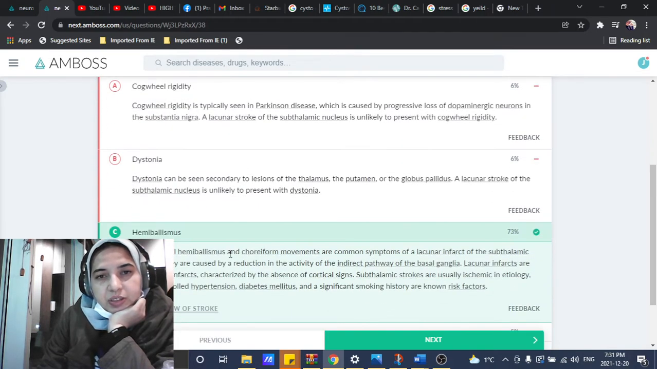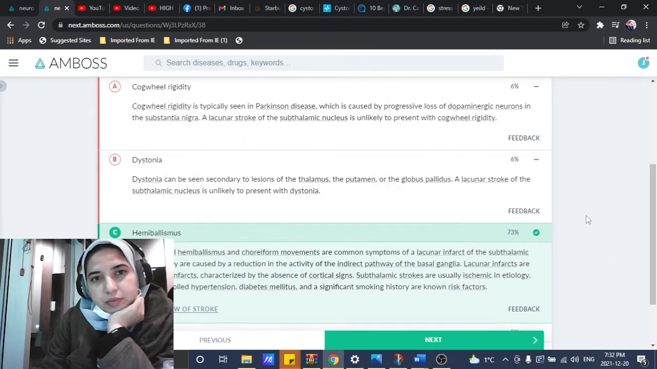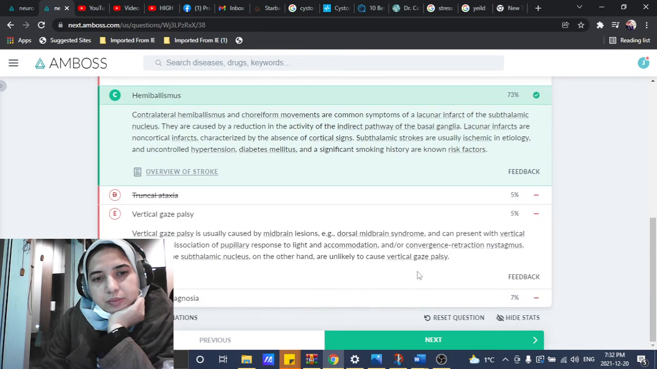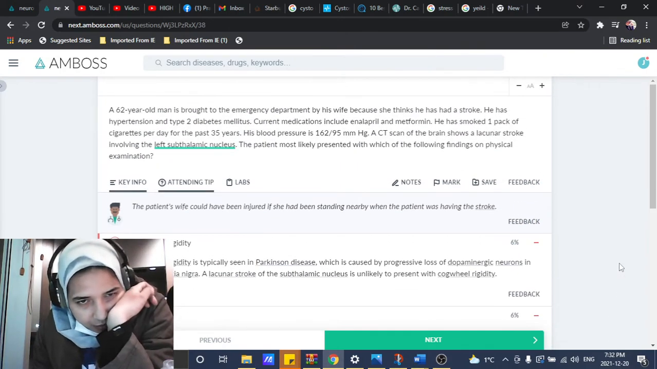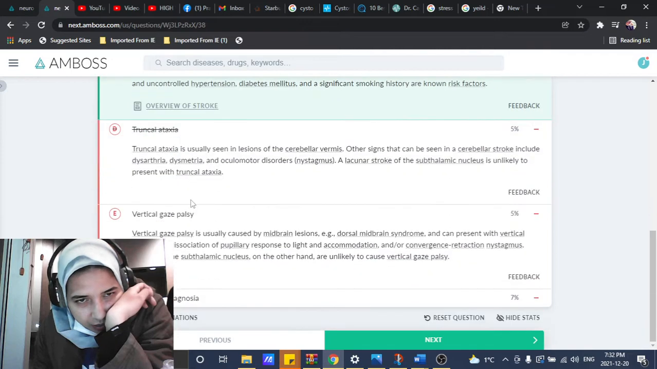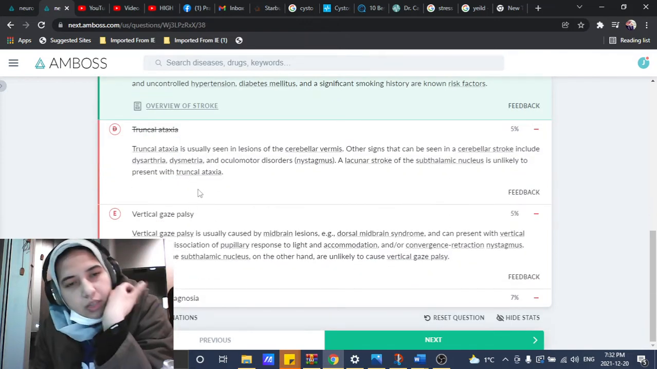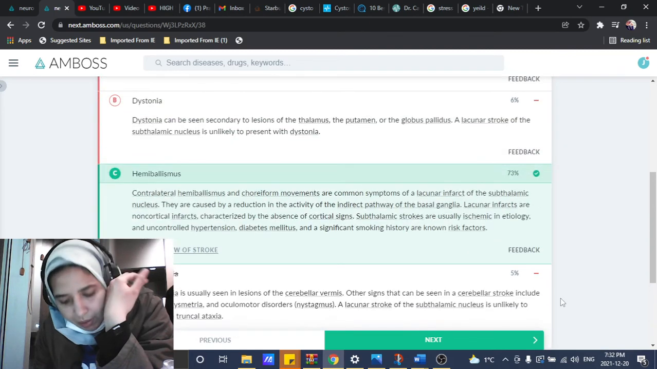Cogwheel rigidity is typically seen in Parkinson's disease. Vertical gaze palsy. What was I going to pick before I got the tip? Cogwheel rigidity, dystonia. I think I needed the tip because I wasn't able to pick anything specifically, because I'm used to seeing a lacunar stroke and the clinical vignette matches up with something going on with the internal capsule. So, I mean, this is new.